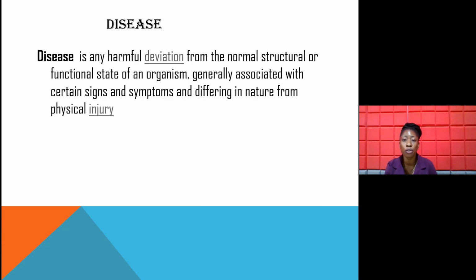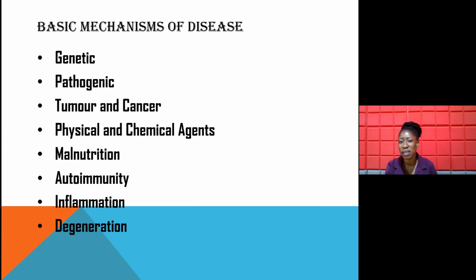Now let's quickly move on to disease. What is disease? We all know that disease is any harmful deviation from the normal structural or functional state of an organism. When our body deviates from the normal physiological process and starts malfunctioning, then a disease process is going on. It's generally associated with certain signs and symptoms and differs in nature from physical injury. Now, what are the basic mechanisms of disease?